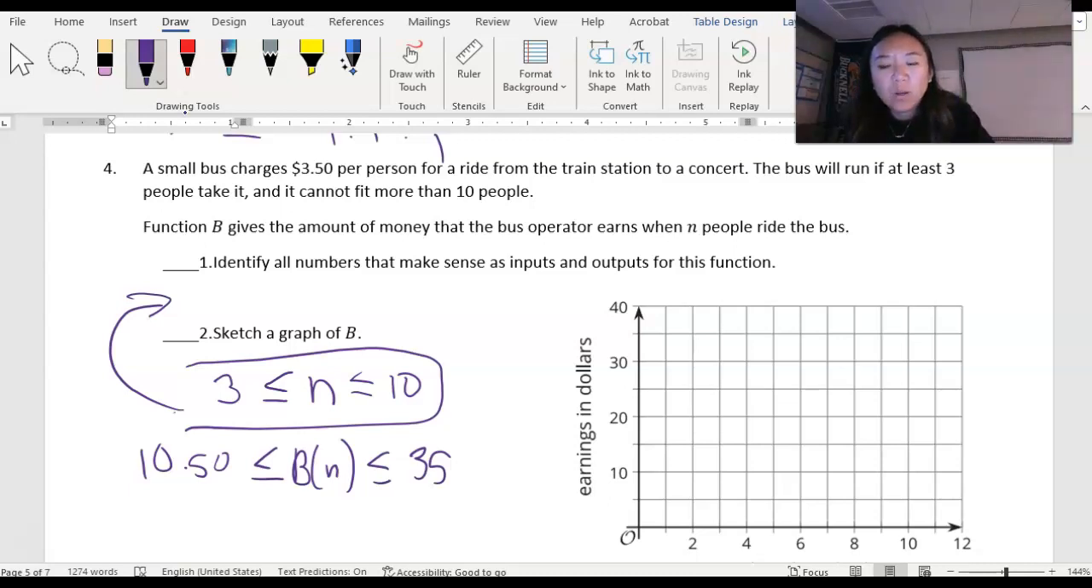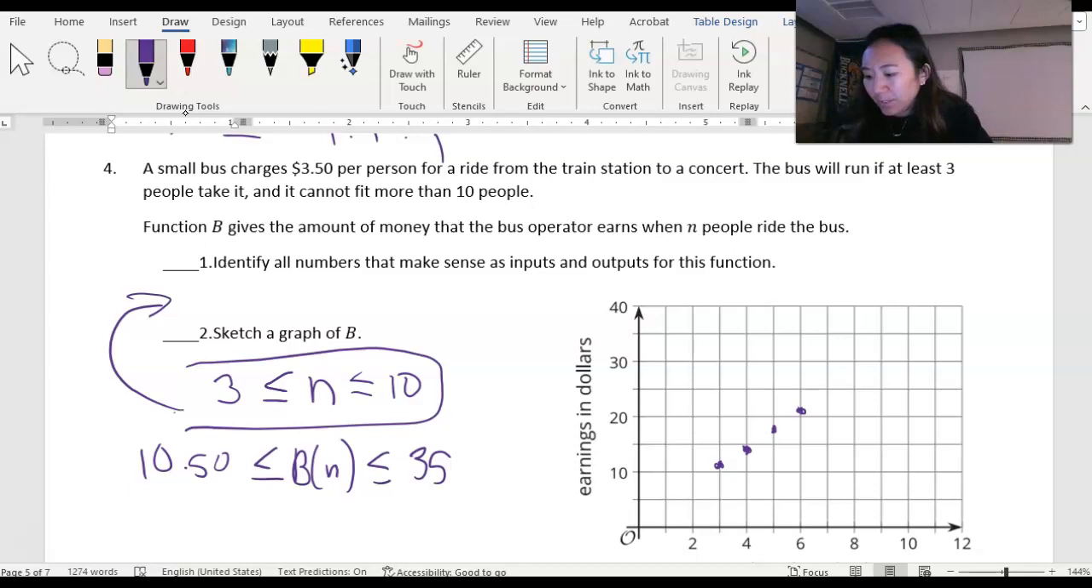So first of all, I can't have 1 or 2 people riding. I have to have at least 3 people riding. So if I have 3 people riding, it costs $10.50. That's just above the 10 there. If I have 4 people riding, 4 times 3.50 gives me 14. So 4, 14, just above 15 here. 5 people, 5 times 3.50, sorry, is 17.50. So here-ish. And then 6 times 3.50 gives me 21. So the graph just above here.